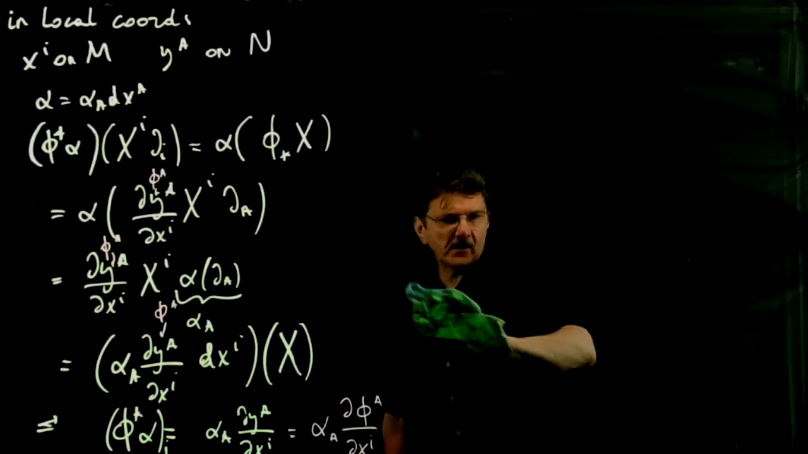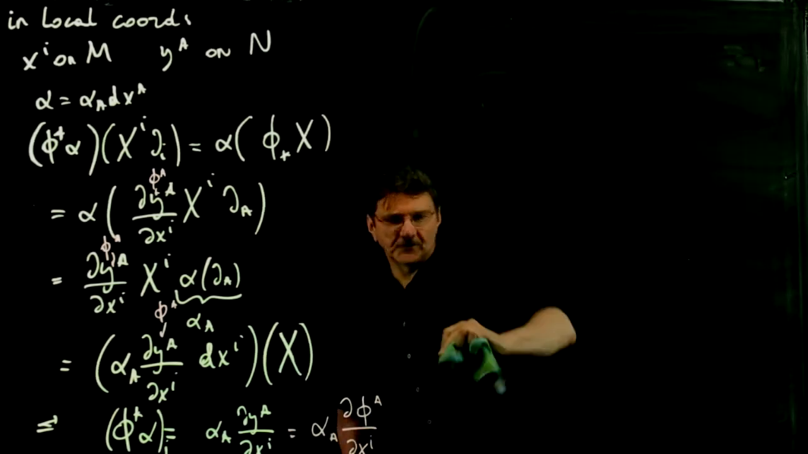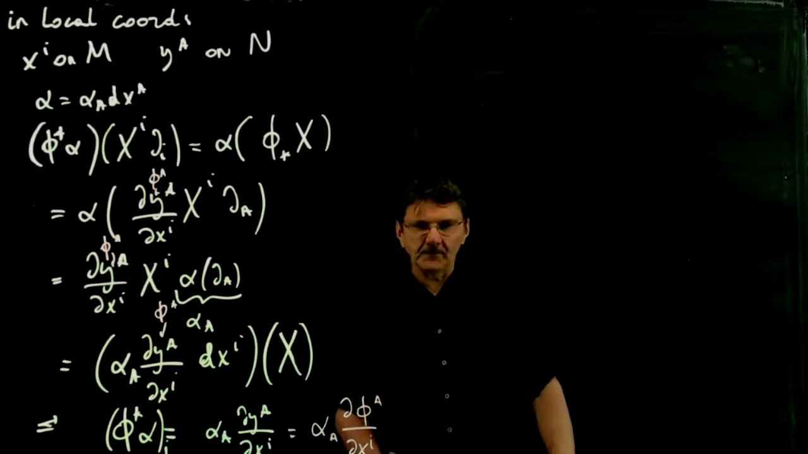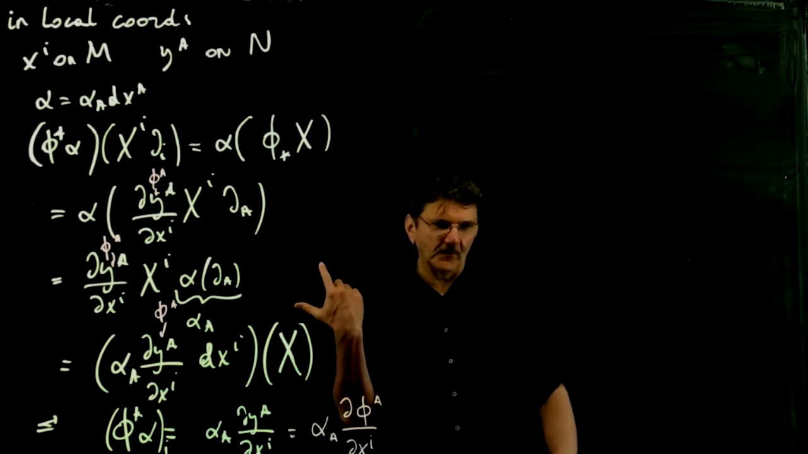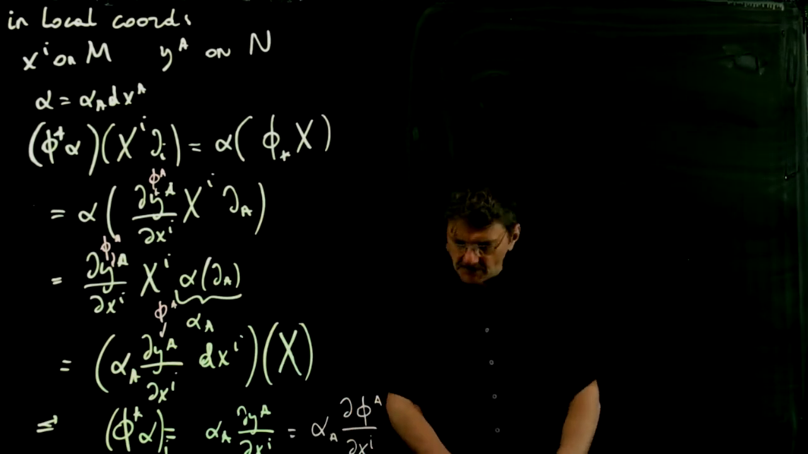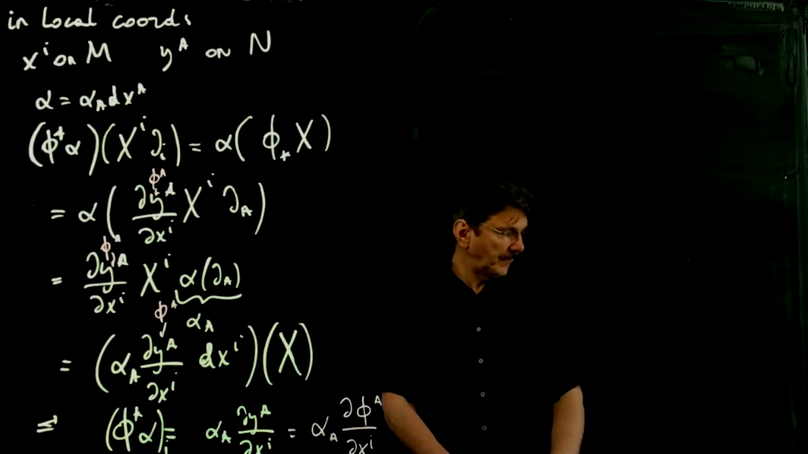And now we can define the notion of isometry. What is an isometry? An isometry is a map with the property that the pullback of the metric is the same as the metric, right? So that's isometries.